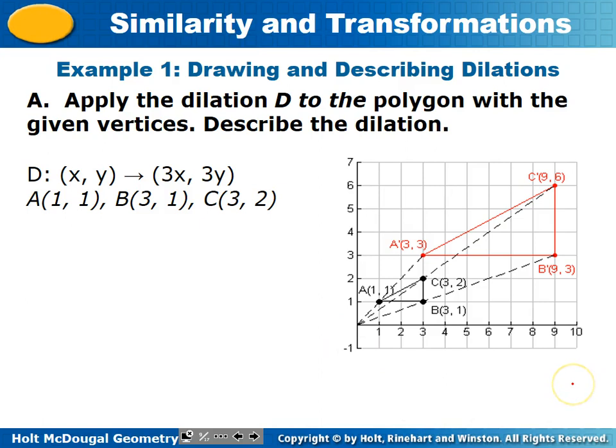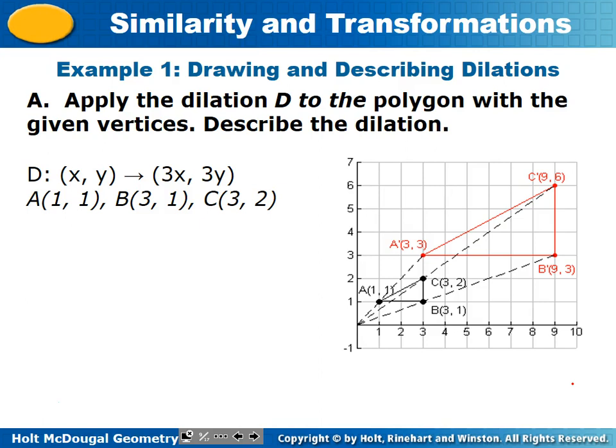Here's our first example, example 1. What you're supposed to do on this is go ahead and plot A, B, and C. When you do that, you should get this figure that's in black on the board. ABC is our original figure, and then we're going to dilate ABC by 3.